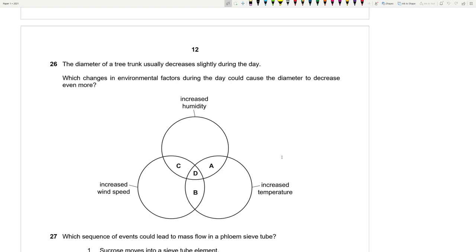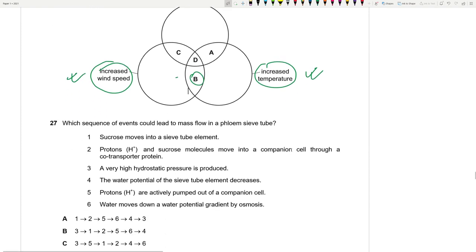Okay, so why does the diameter actually decrease? It's due to the transpiration stream, capillarity, because water is pulled up, right? It causes a strain on the diameter and it decreases. So we want to look at things that actually increase transpiration. Increased temperature does increase transpiration. Increased wind speed increases transpiration, but increased humidity actually decreases the steepness of the water potential gradient. So increased humidity is wrong. Temperature and wind speed are fine. So 26 should be B.